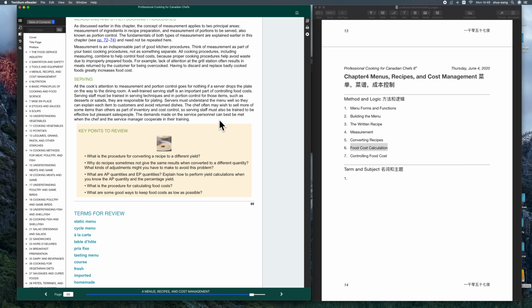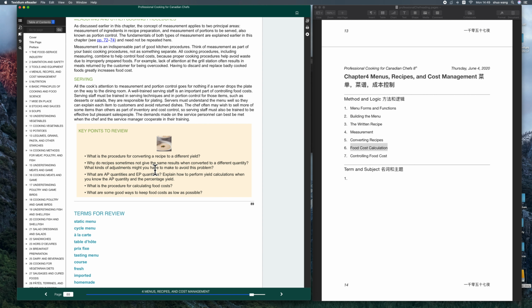The chef often may wish to sell more of some items than others as part of inventory and cost control. So, serving staff must also be trained to be effective but pleasant salespeople. The demands made on the service personnel can best be met when the chefs and the service manager cooperate in their training. 这个整体的文章我们读完了，我们回忆一下它的 key points.